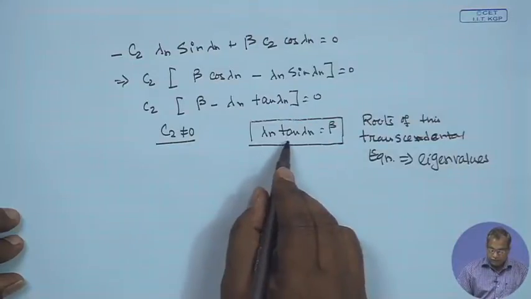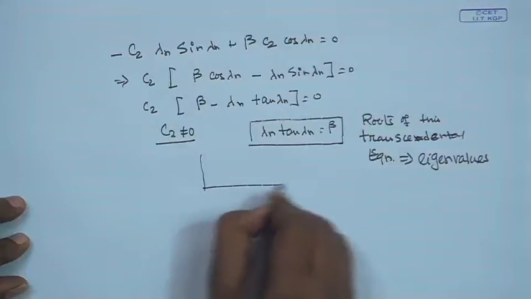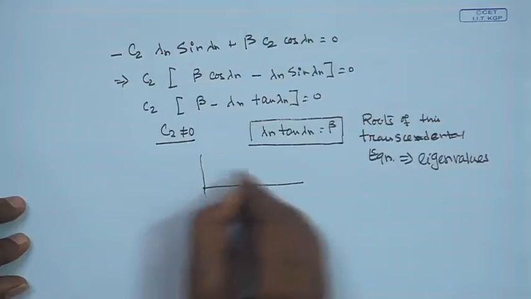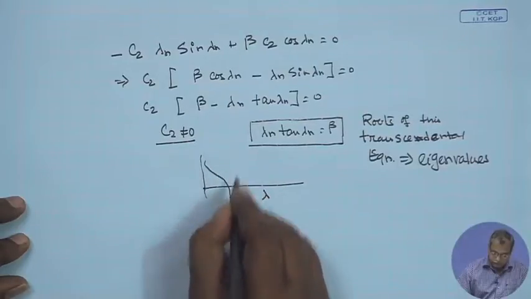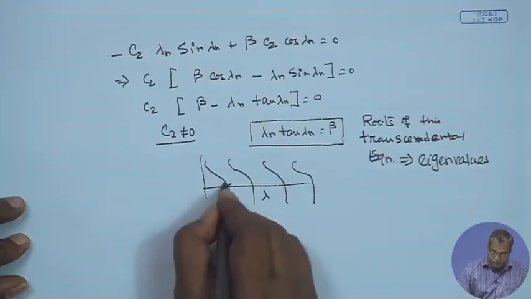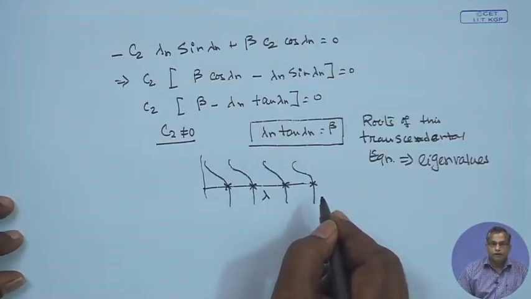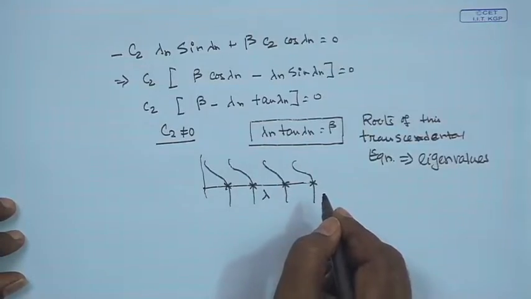Now, this lambda n tan lambda n equal to beta will be intersecting the lambda n axis at n number of locations. If you really plot it, it will be cutting the x axis at infinite points, and each of the intersection points is a root of this particular equation. This can also be solved numerically by using a Newton-Raphson method.